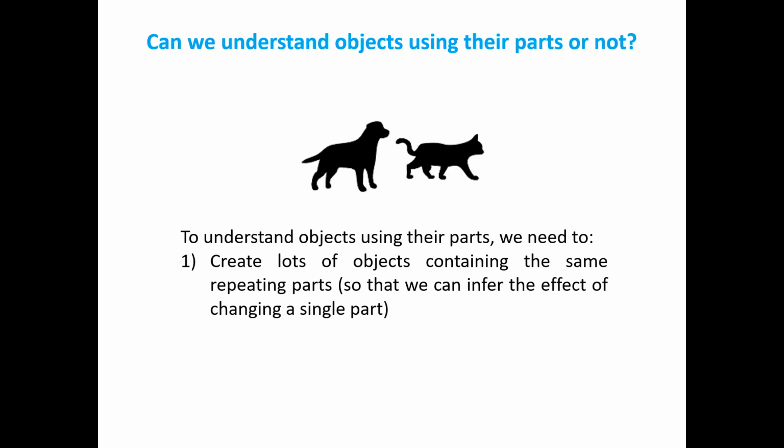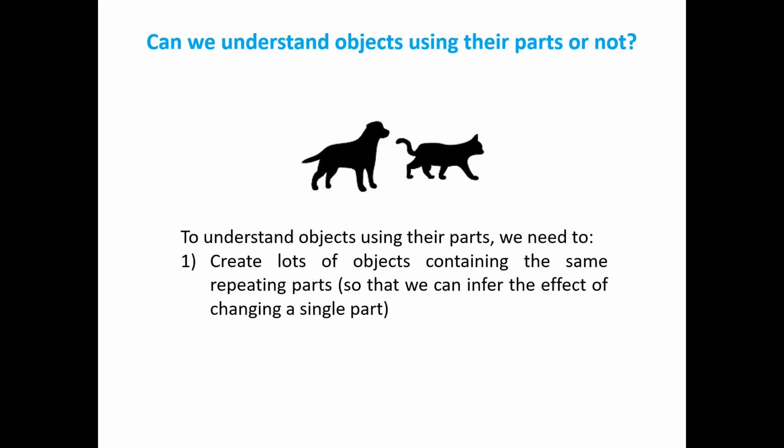And immediately you can see that there are somewhat problems with doing this kind of thing, because natural objects have very unique features and there's not necessarily a common set of repeating parts that are making up natural objects. But still, the hope is that we can create lots of objects containing the same repeating parts, so that we can infer the effect of changing a single part of the object. That's really the underlying goal if you want to understand objects using their parts.